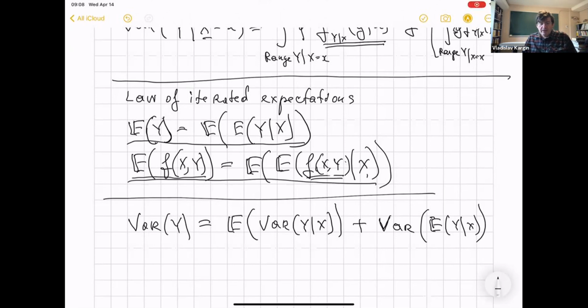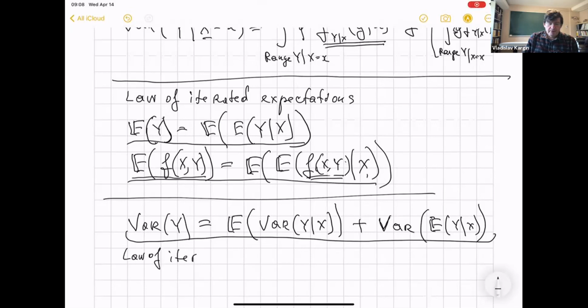Okay, so this is a kind of formula which is called the law of the conditional, the law of the iterated variance. So this is the law of iterated variance. I'm not going to prove it. There is a proof in the lectures, but it's a little bit cumbersome.